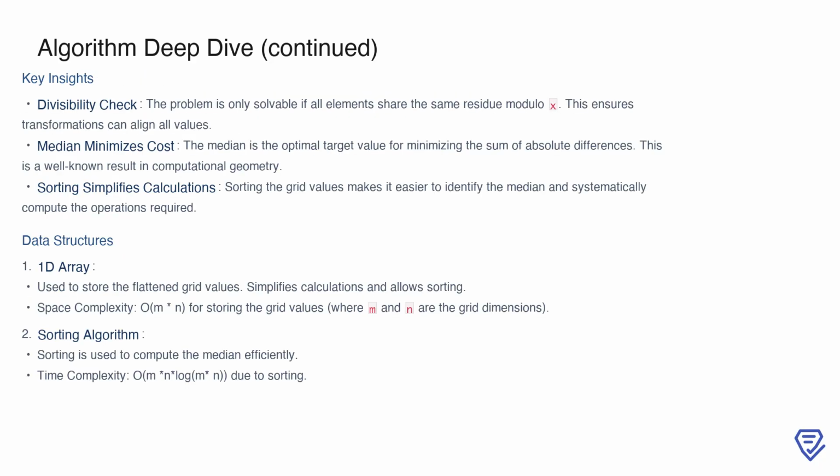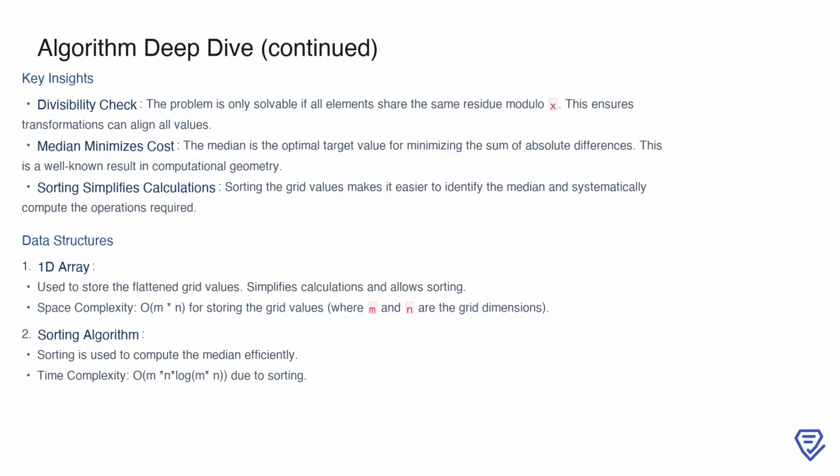There are a few critical insights to take away from this algorithm. First, the divisibility check is essential. Without all elements sharing the same modulo x, it's impossible to align them. This ensures that the problem is even solvable. Second, the median is the optimal choice for minimizing total operations. This is because the median minimizes the sum of absolute differences, making it the best target value. Additionally, sorting the grid values simplifies the process of finding the median and calculating the required operations.